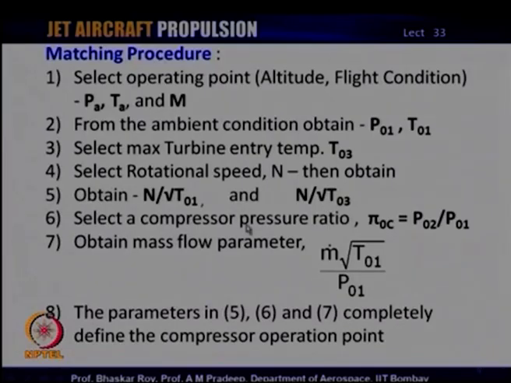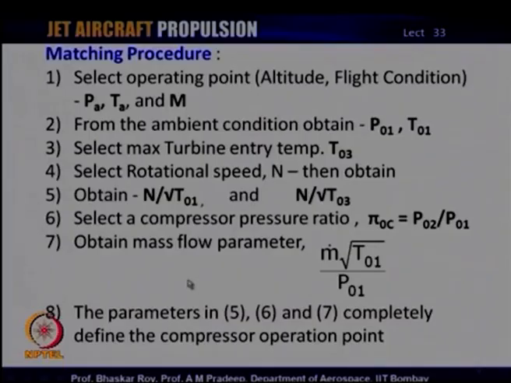And then one needs to select the compressor pressure ratio, which normally would come from detailed cycle analysis and the cycle design, and that should fix the value of the compressor pressure ratio P 02 by P 01, from which one can find out the mass flow parameter, the normalized parameter, which is what one should be using for characterizing the various engine and compressor performances.